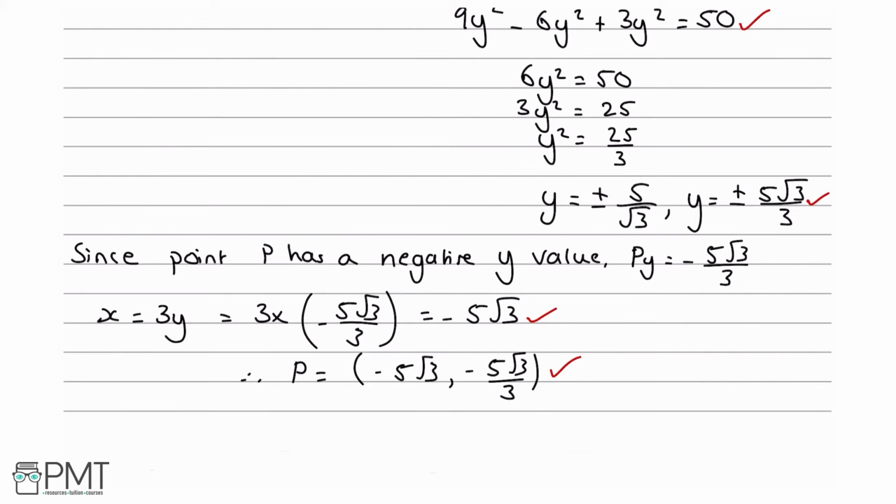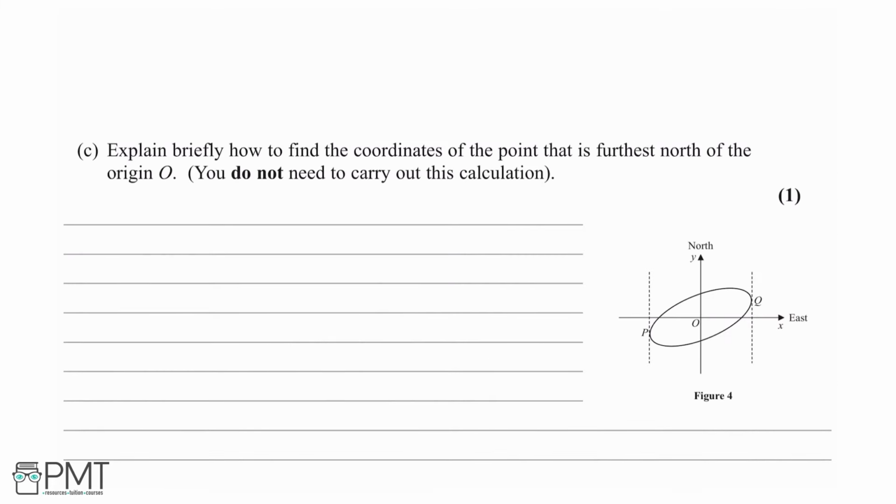Part C has asked us to explain briefly how to find the coordinates of the point that is furthest north of the origin. Bear in mind, we do not need to carry out any calculation for this question, so I'm just going to highlight that we need to find the point furthest north. So the point furthest north is somewhere about here, okay?